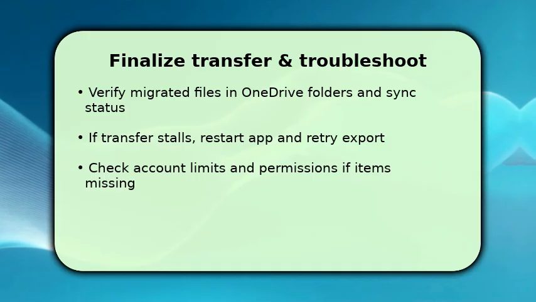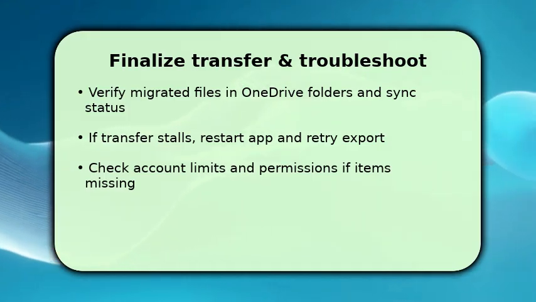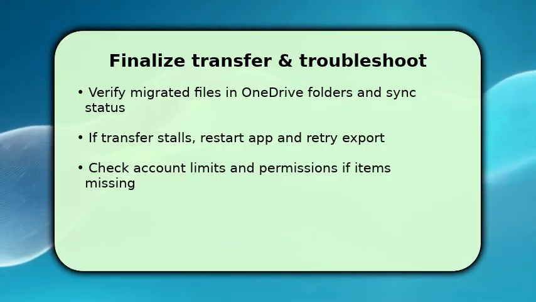If files are missing or the transfer stalls, close both apps, restart the device, and retry the export. Make sure you're on stable Wi-Fi. Also verify OneDrive storage limits and that Samsung Cloud export wasn't interrupted by a permissions change.